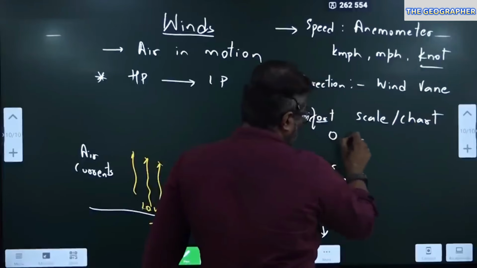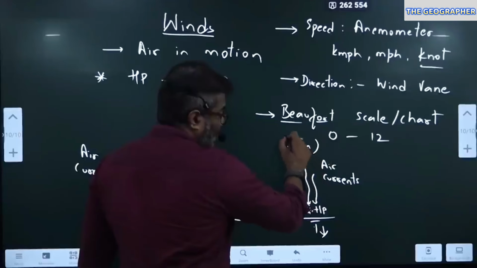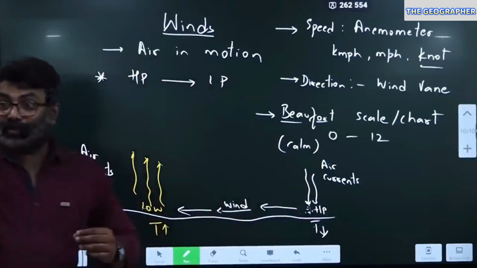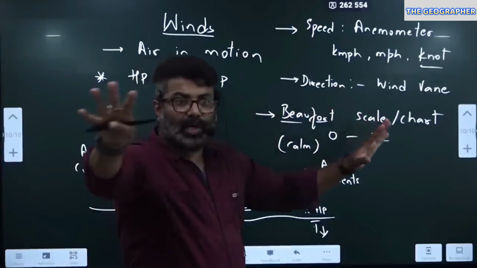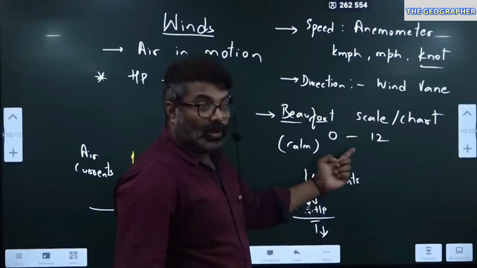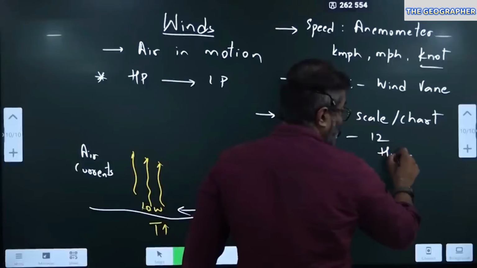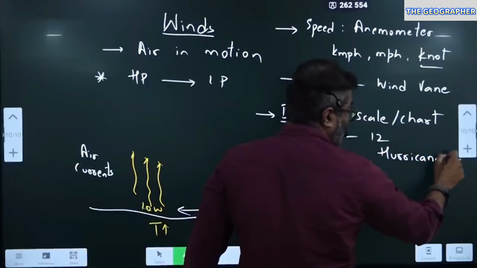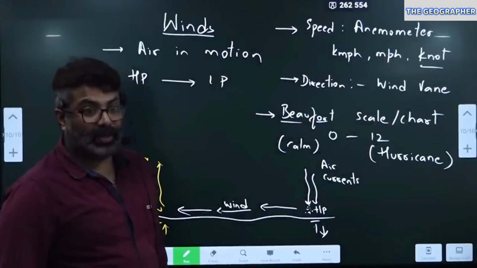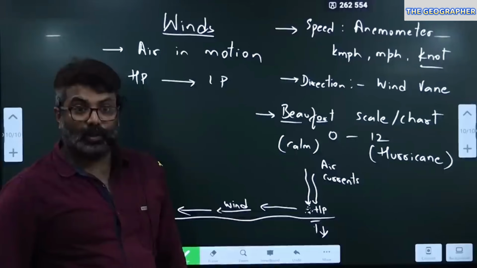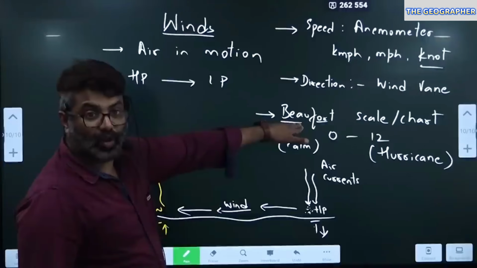This chart ranges from 0 to 12. 0 means calm. No wind sometimes. Have you noticed? Even the tree leaves will not be moving. It is a completely calm condition, no wind at all. That is 0. Sometimes the wind speed is so high, it will uproot the tree. That is 12, hurricane. He used the word hurricane for that for the first time. Hurricane is a high speed wind.